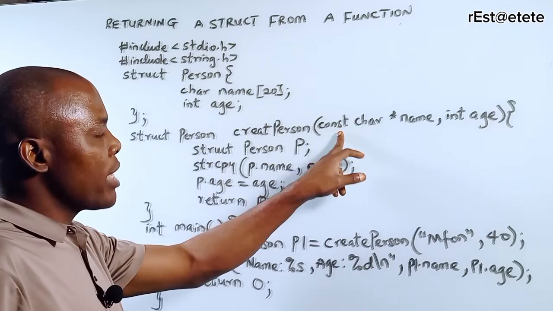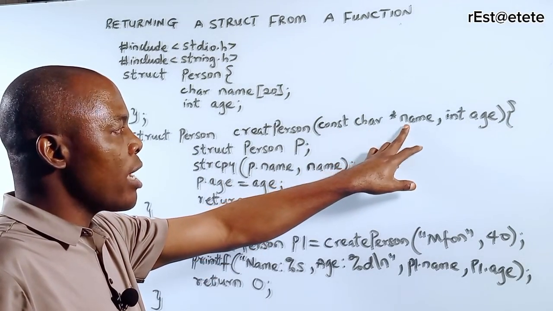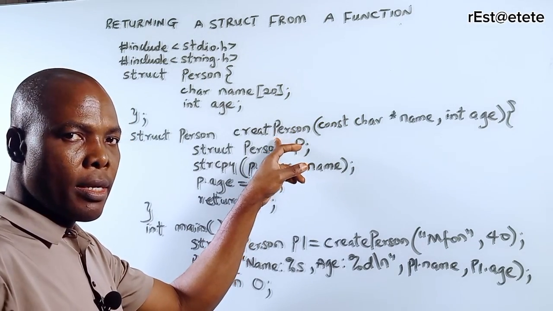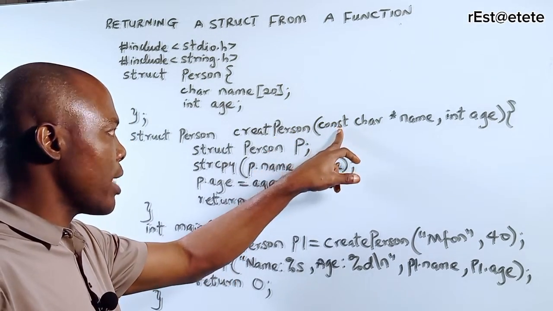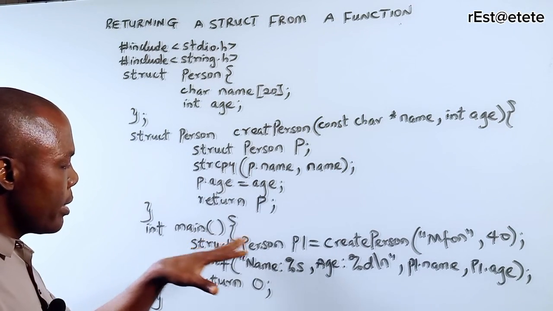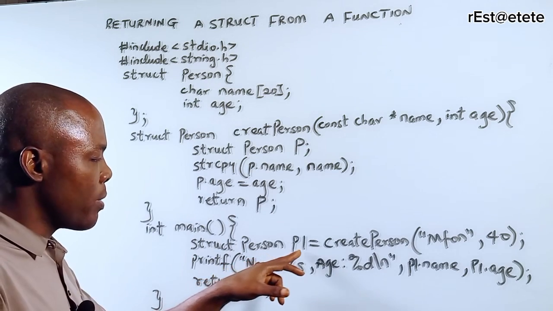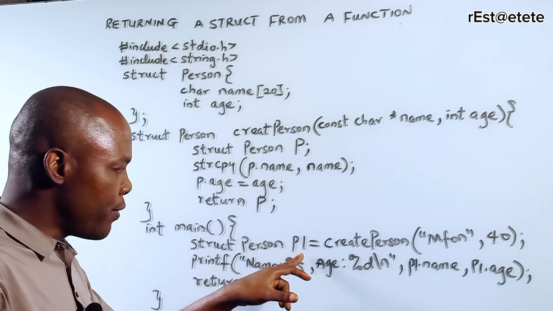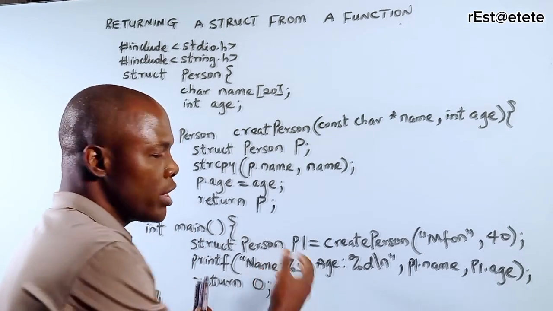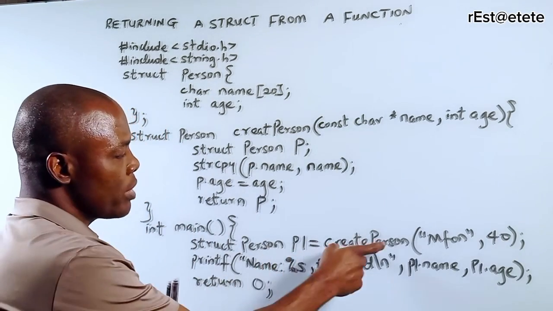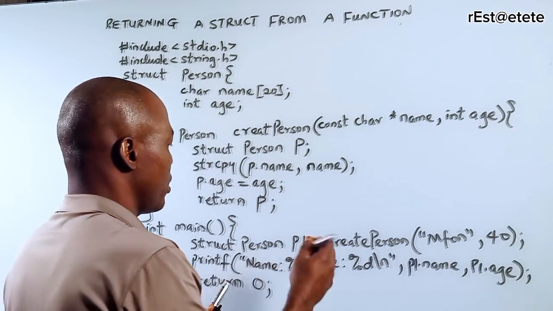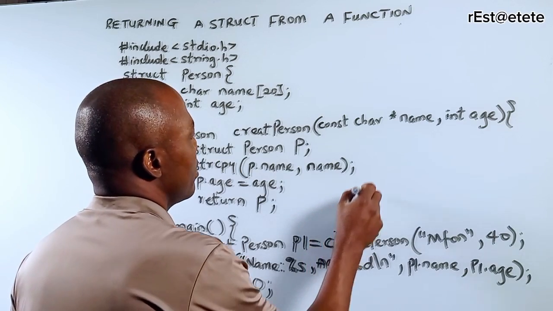I told you this const is to tell you that this pointer, whatever it is going to point to, cannot be altered by this create person. That is the promise. That's why you're having const. So you come to the main. Then inside this main, you are creating the struct person, which is P1, a variable inside this main. Now, that variable will receive a copy of whatever will be created by this create person. So I'm calling the function here, right?